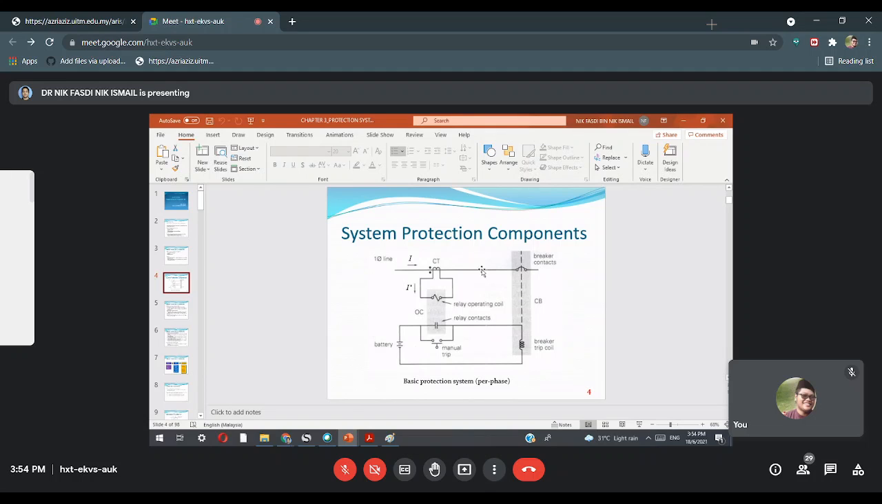Okay. Apa maksud open close? Kalau close ni current boleh flow lah. Kalau open, dia akan open circuit. Jadi dia current tak boleh flow, dia open. Okay. Boleh faham konsep dia?